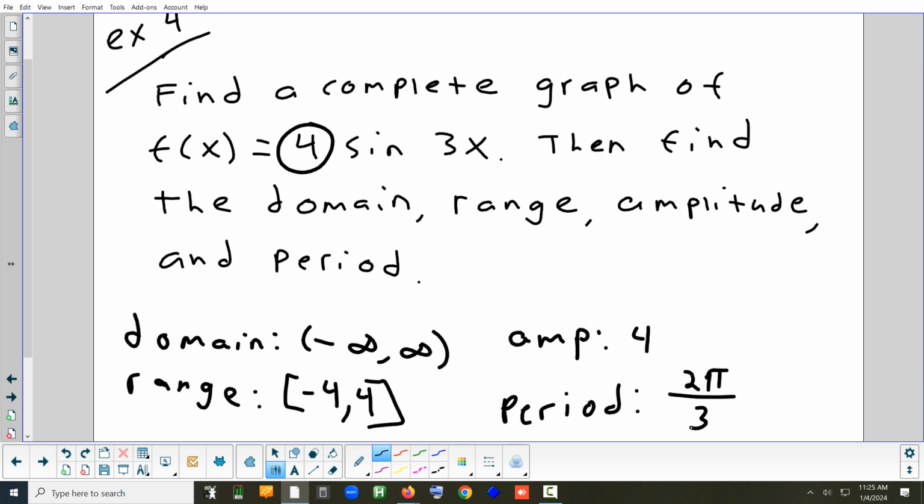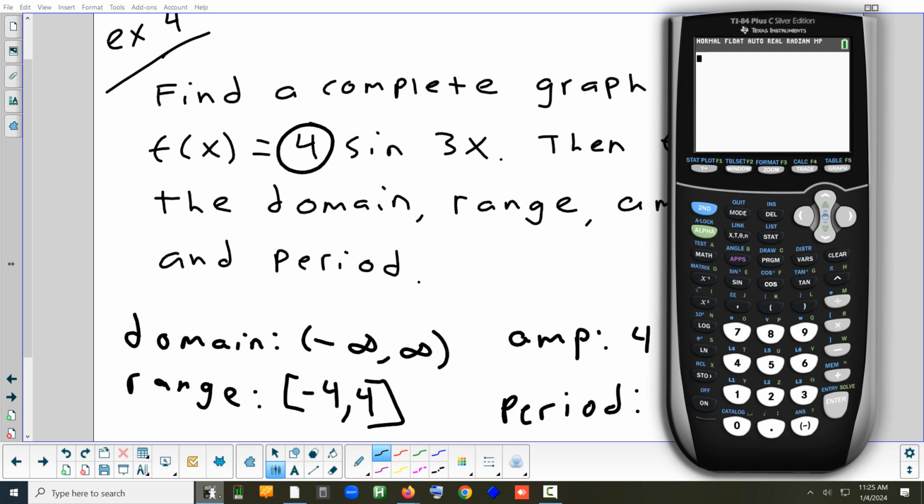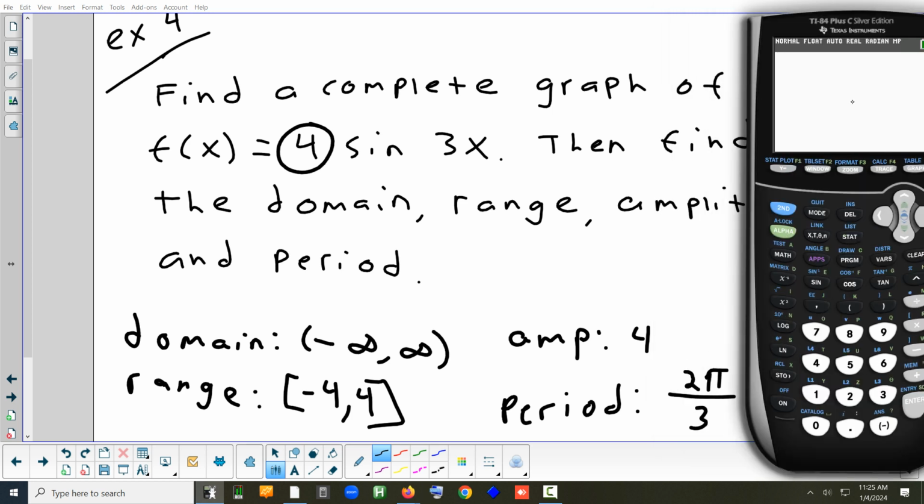Okay, now we need a calculator because we want to graph it. All right, so first thing, when we describe the period, it's a length. It's the x-axis, and the x-axis is measured as an angle. 2 pi over 3. What are the units on that? That's in radians. The period always represents a length, like how far you travel on the x-axis, and the x-axis is an angle.